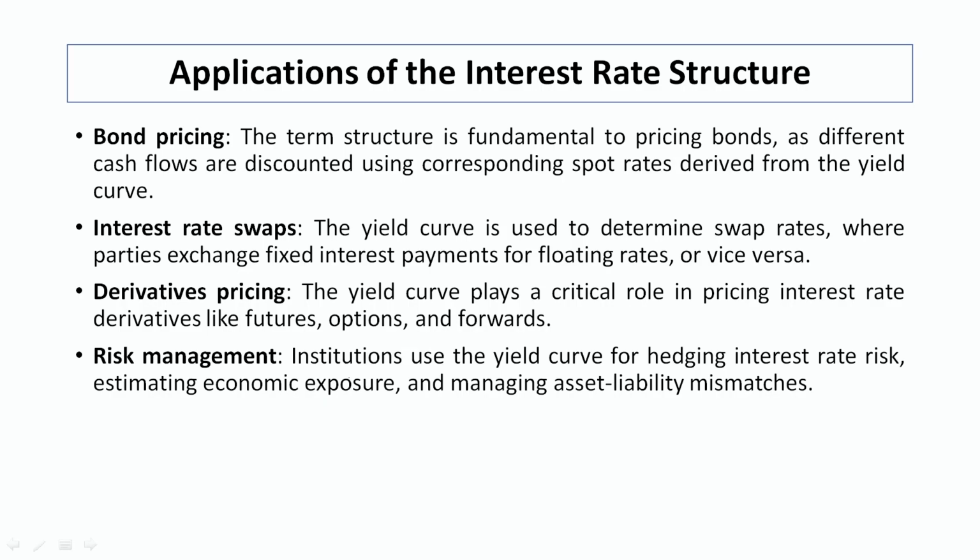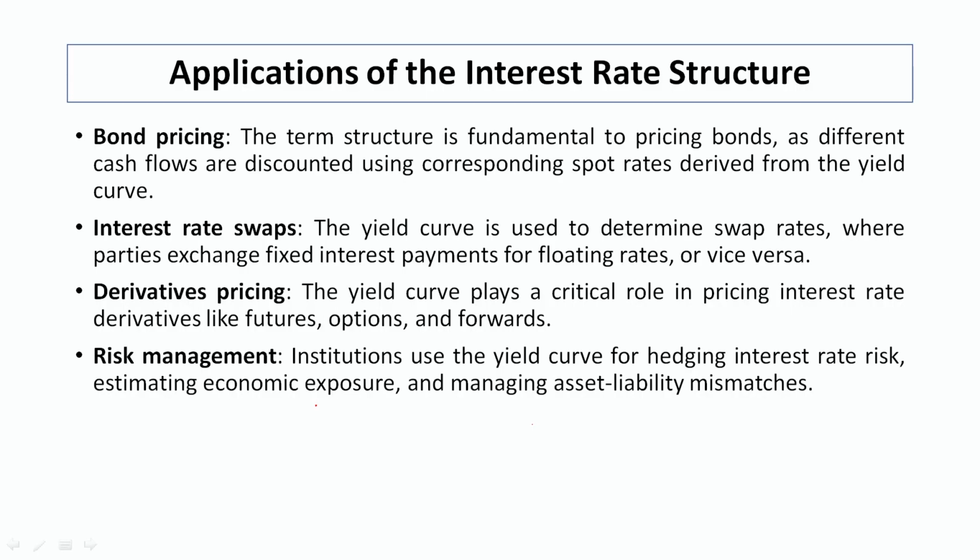Then risk management, institutions use yield curve for hedging interest rate risk, estimating economic exposure and managing asset liability mismatches. So, these are the certain conditions on which the risk management can be taken care of. Estimating economic exposure, in the sense, if they see that the market is going down and the interest rate is increasing, in that situation they can change the interest rate. If they have the floating interest rate, they can change it. If it is fixed interest rate, they cannot change it.